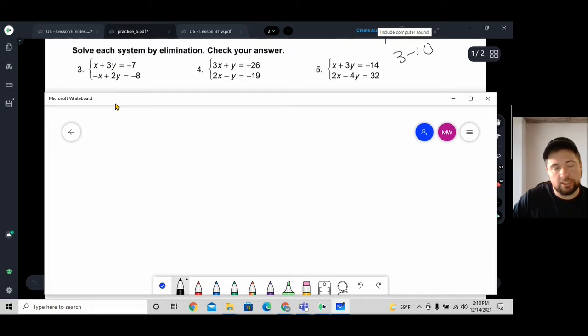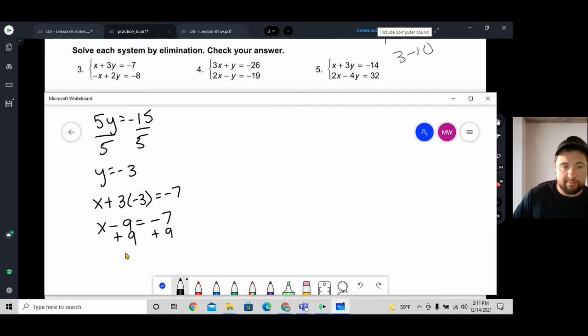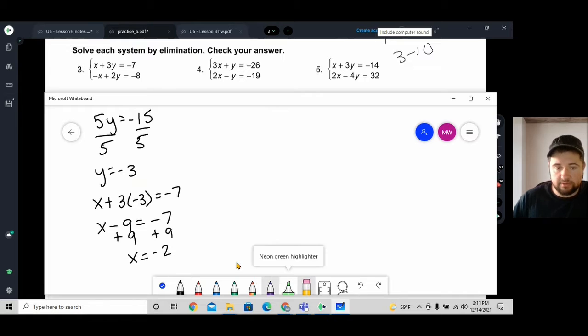So when I combine these two equations, I'm going to end up with 5y equals negative 15. I'm going to divide this out by 5, and I'm going to get y equals negative 3. I'm going to take that negative 3 and plug it back in. So that means that x plus 3 times negative 3 has to equal negative 7. So x minus 9 equals negative 7. I'm going to add 9 to both sides and I'm going to get that x equals negative 2. Or sorry, x equals positive 2. I don't know what I was saying. X equals positive 2, and I'm going to check that.